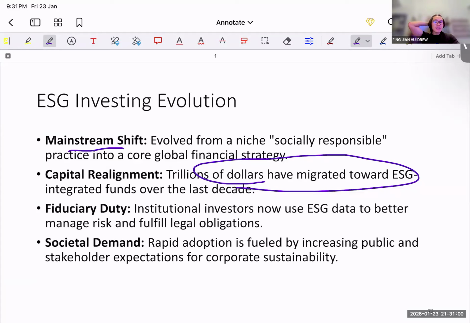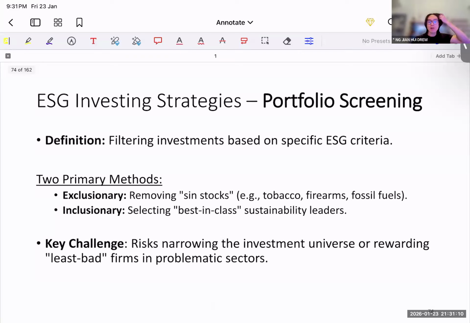So increasingly it is no longer just a fiduciary kind of duty, it becomes something that is a must to have for companies. Now, in terms of strategies for choosing which company is good as part of your ESG portfolio, there are four key strategies.